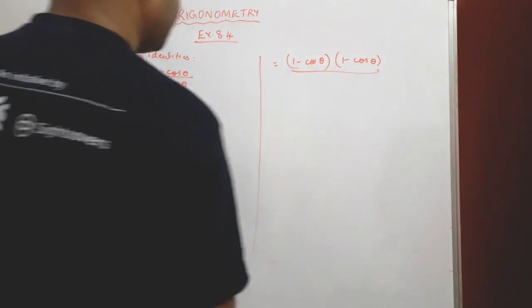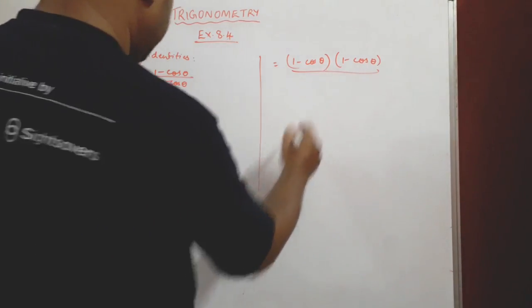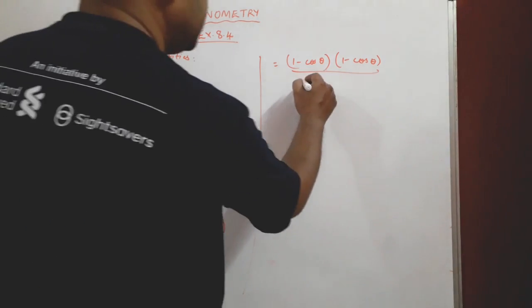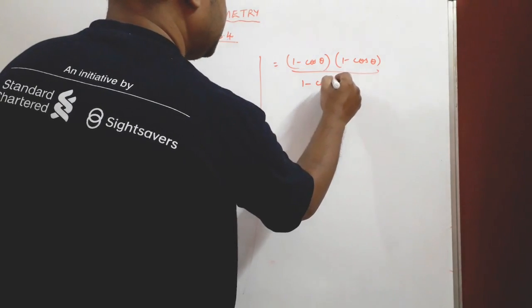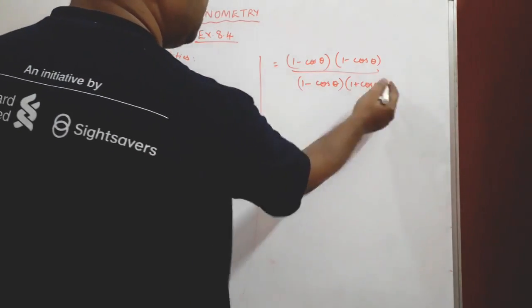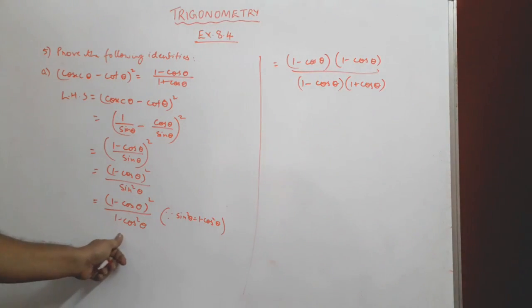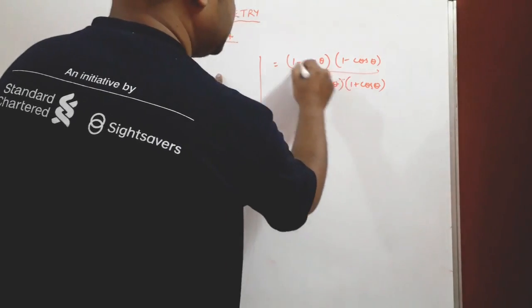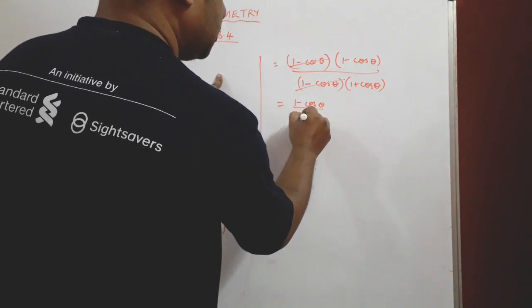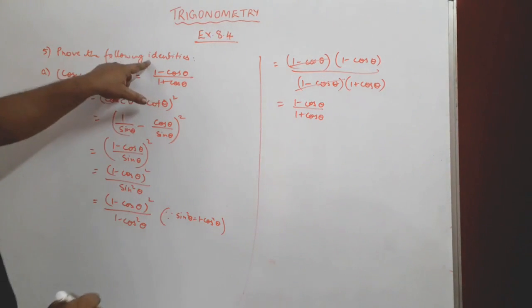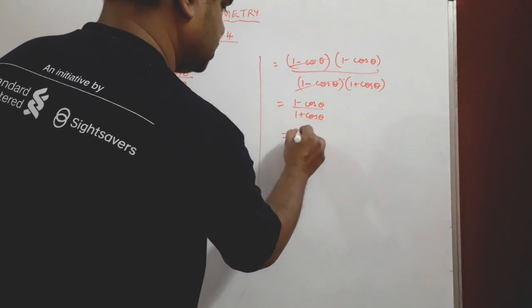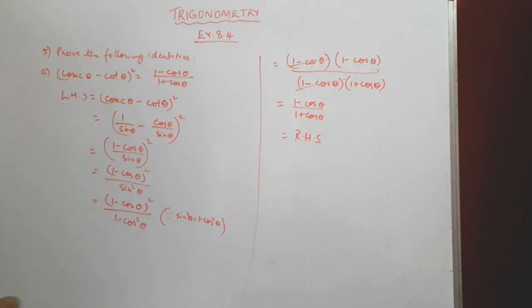The same thing. And 1 minus cos square theta, if you have a look at this, this is nothing but a square minus b square, which can be written as (a minus b) into (a plus b). So if you multiply both together, we'll get 1 minus cos square theta over here. Now if you have a look, 1 minus cos theta and 1 minus cos theta cancel and we get (1 minus cos theta) upon (1 plus cos theta). And that is what we need to prove this identity. So this we can say is equal to RHS, and this is how we prove the first one.